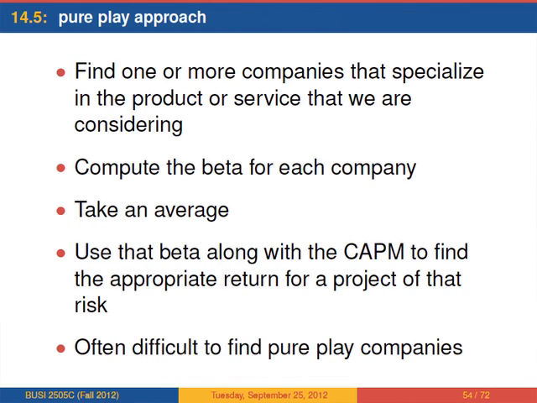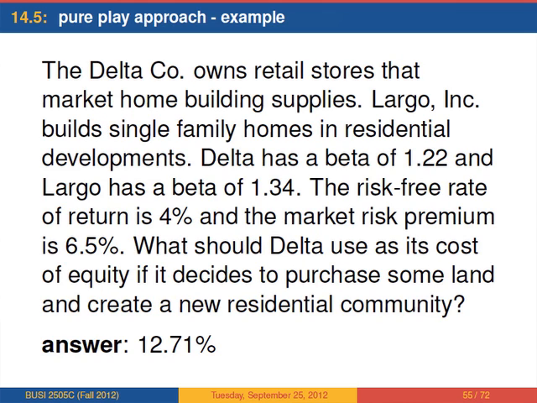So now the challenge is, how do you figure out what a discount rate for a specific division is? Well, one approach is what's called the pure play. Maybe you have a company that does many things, but you want to figure out the appropriate discount rate for a certain division. So what you do is you go out and try to find a publicly traded company that does just what that division is doing. So here's the example. Delta Co. owns retail stores that sell building supplies. Largo builds family homes.